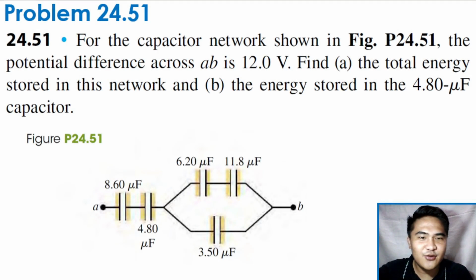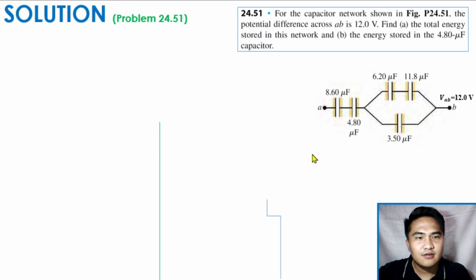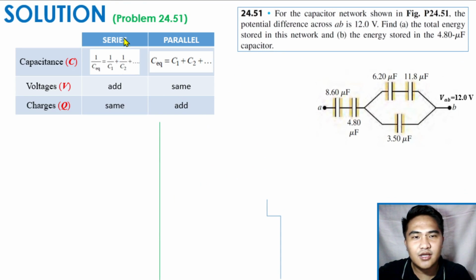Last problem, problem 24.51. For the capacitor network shown in this figure, the potential difference across A and B is 12 volts. Find the total energy stored in this network and the energy stored in this 4.8 microfarad capacitor. So to solve this, it is important to take note that in series connection, the capacitance is given by this formula, and the voltages add up, the charges are the same. While for the parallel connection, the capacitance is given by this formula, the voltages are the same, and the charges add up.